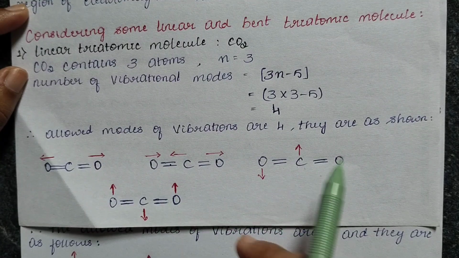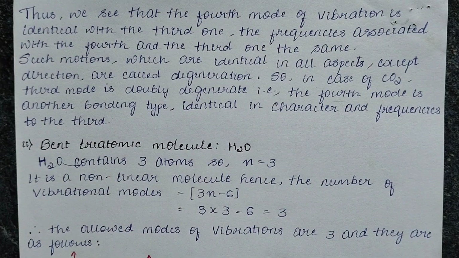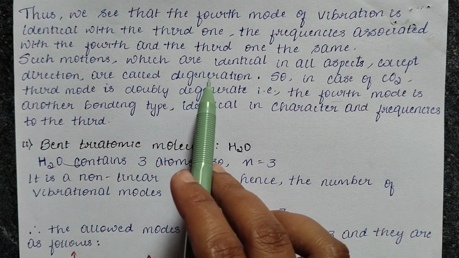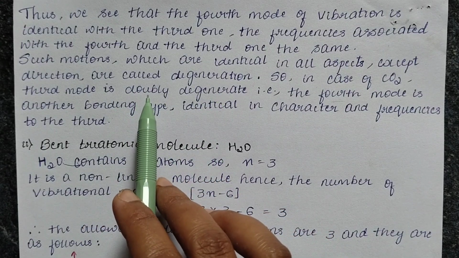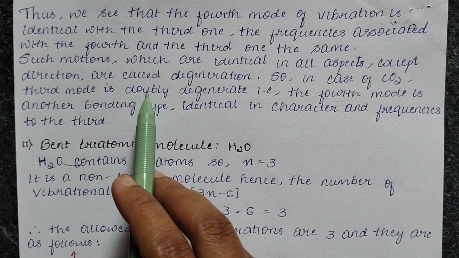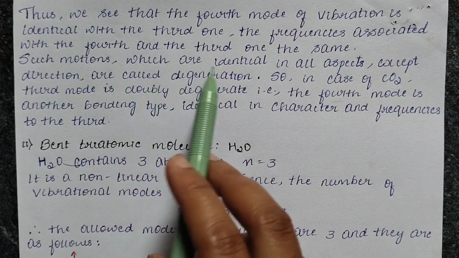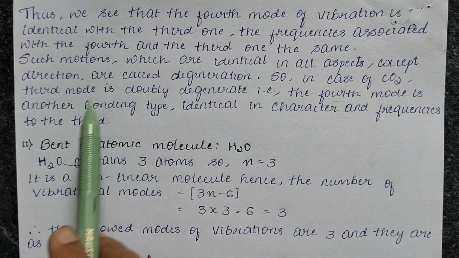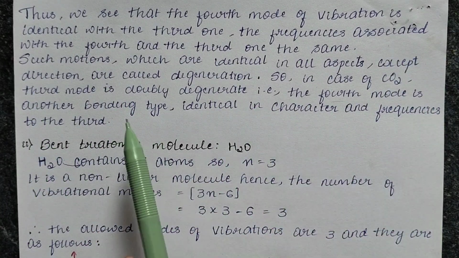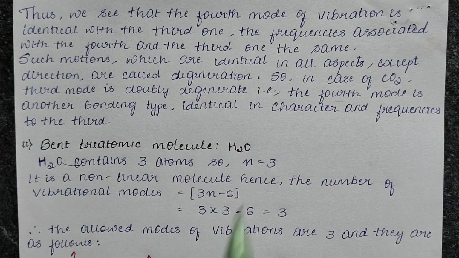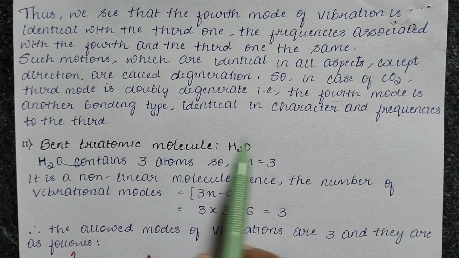Such modes of vibration are termed degeneration, and thus the third mode is called doubly degenerate, since there are two similar modes of vibration which can be seen. Since 3 and 4 are the same, their bending type is also the same. They are linear and the positions of carbon and oxygen are also the same, and thus their character and frequencies are also the same. Now let us see a bent triatomic molecule, that is water.